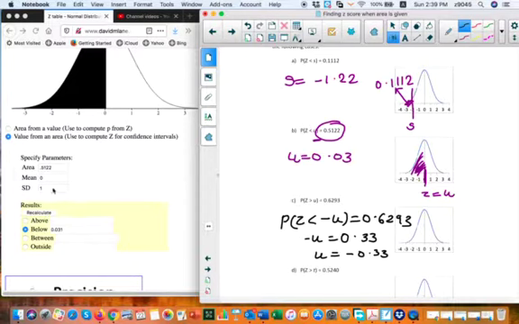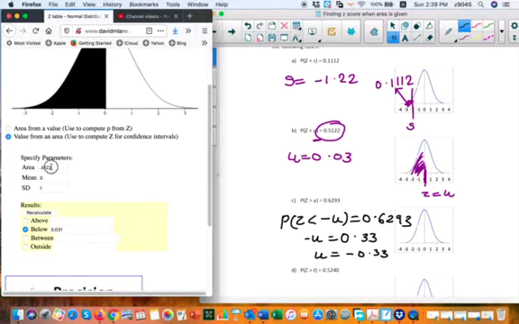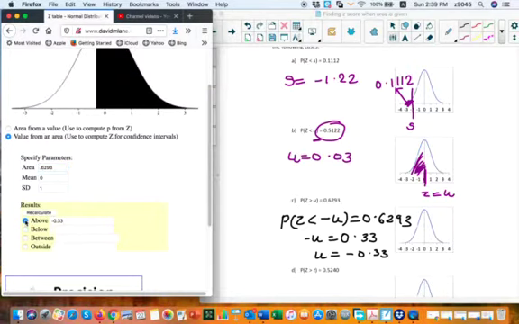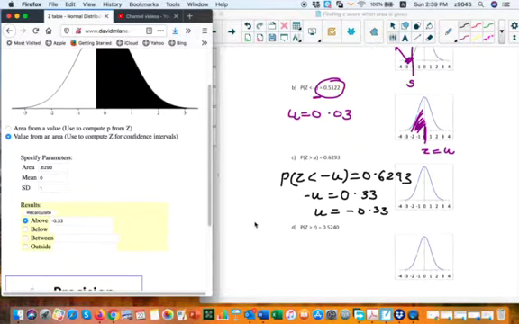So the value of U, multiplying minus 1 on both sides, is minus 0.33. Let's recalculate the value using the calculator. Now we have the area given as 0.6293, and we want the area above 0.6293. So minus 0.33. We can see either we use the table or we use the calculator, we are going to get the same result.